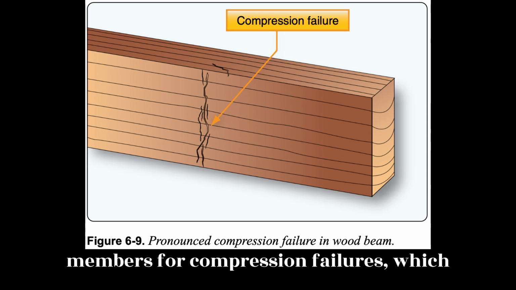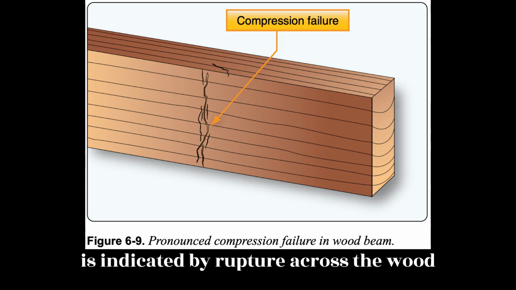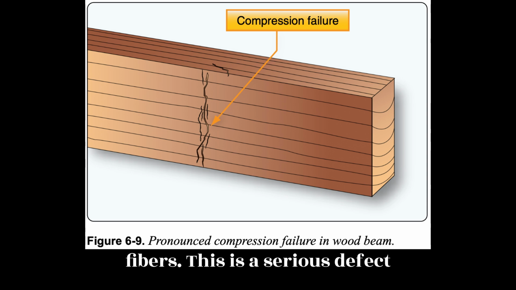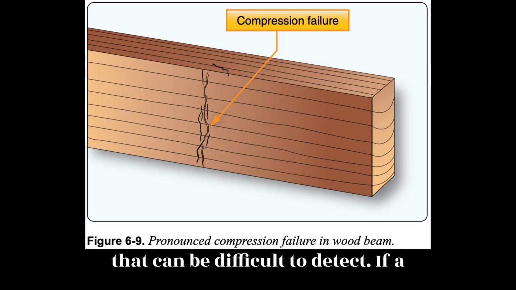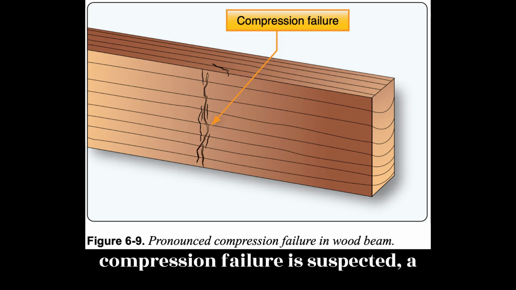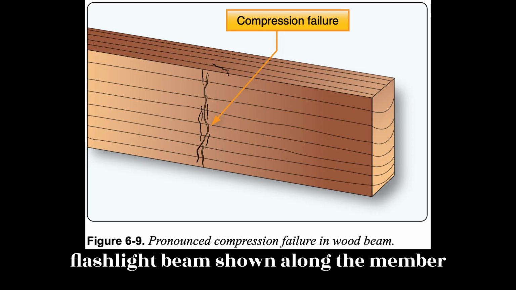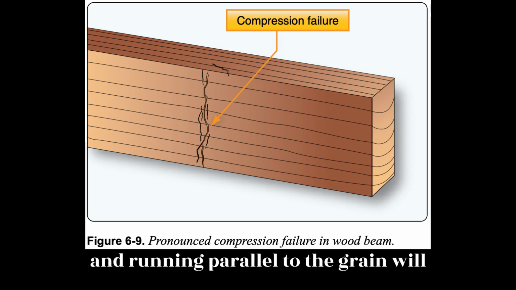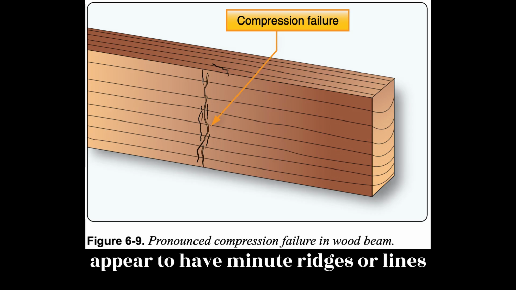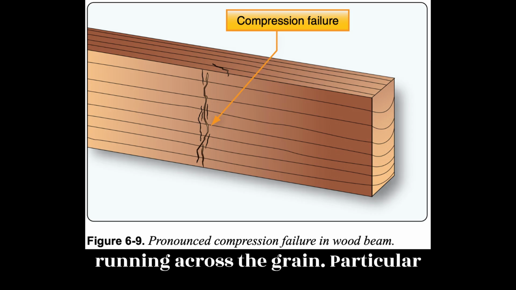Inspect structural members for compression failures, which are indicated by rupture across the wood fibers. This is a serious defect that can be difficult to detect. If a compression failure is suspected, a flashlight beam shone along the member and running parallel to the grain will assist in revealing it. The surface will appear to have minute ridges or lines running across the grain.